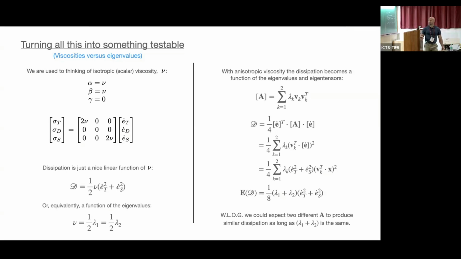But if we want to create a testing framework, you can do a little bit of statistics and actually make the argument that you can test a bunch of different possibilities for your viscosity tensor, and they will produce the same dissipation as long as you keep the sum of the eigenvalues the same.